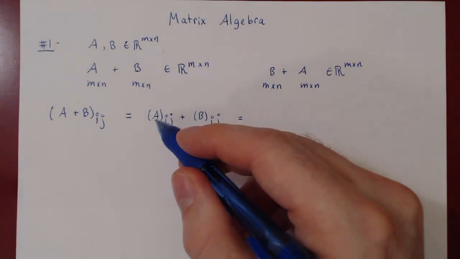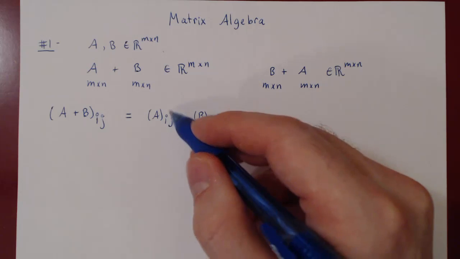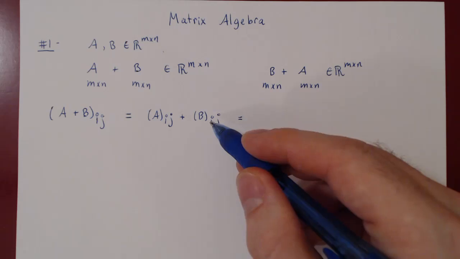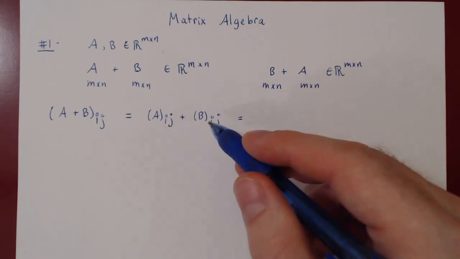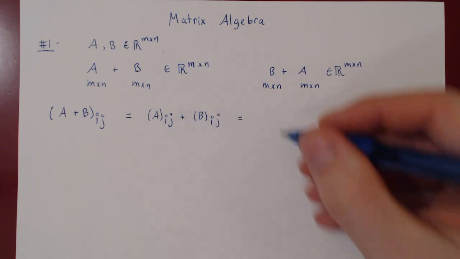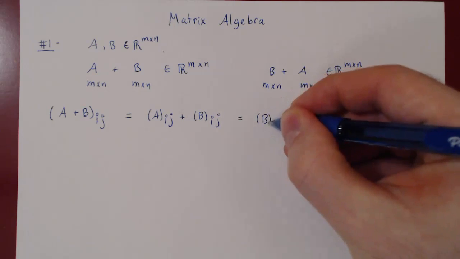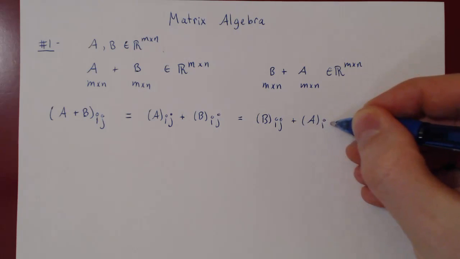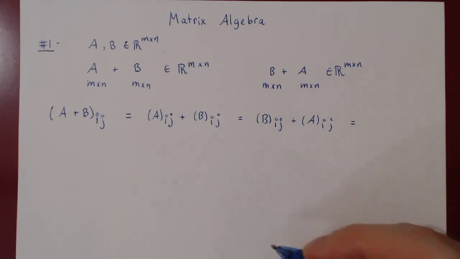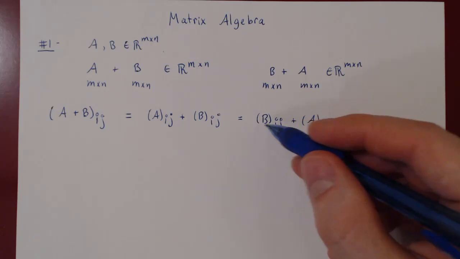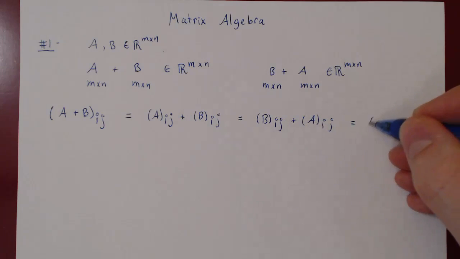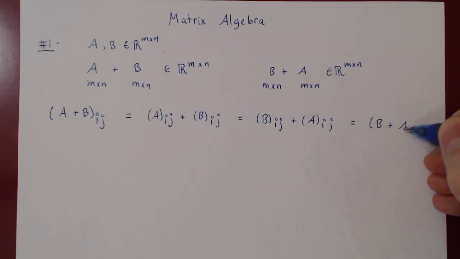But this is the entry of matrix A in row I, column J. This is a real number. This is the entry in matrix B in row I, column J. Those two are real numbers, and real numbers commute on their addition. And so we can reverse the sum. This is B_ij plus A_ij. Now we're simply done. If you add the entry in B in row I, column J to the entry in A in row I, column J, you have the entry of matrix B plus A in row I, column J.